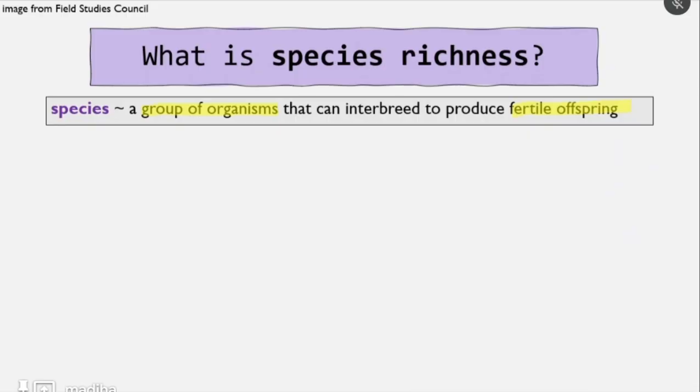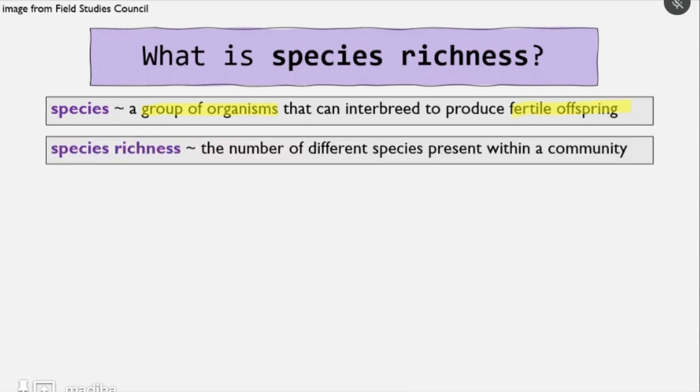So it's important to know that a species is only something that can produce offspring that can also have children. So that's a species. Species richness is essentially the number of different species within a community. Community, like we talked about before, is all the populations of all the species that live in a habitat. So essentially, for species richness, we're just counting all of those species within that community. We're just going to count every single one.